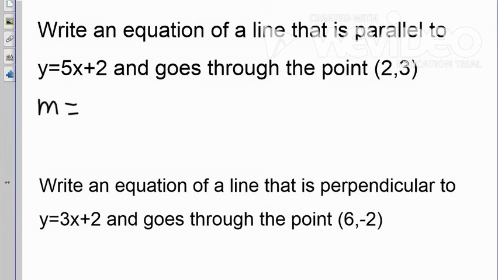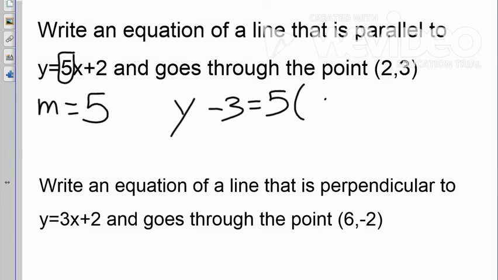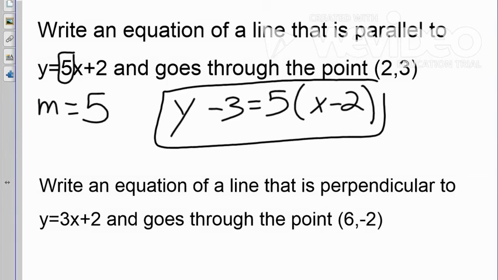So parallel, again, we want the same slope. So here is our slope for that first line. M is going to be 5. Notice it does not say what equation that we need to write it in, so I'm just going to use point slope form. So y minus 3 is equal to 5 times x minus 2. Done and done. Nice, painless equation here.